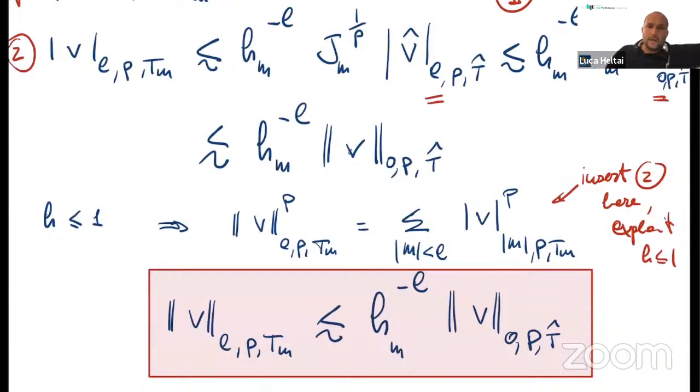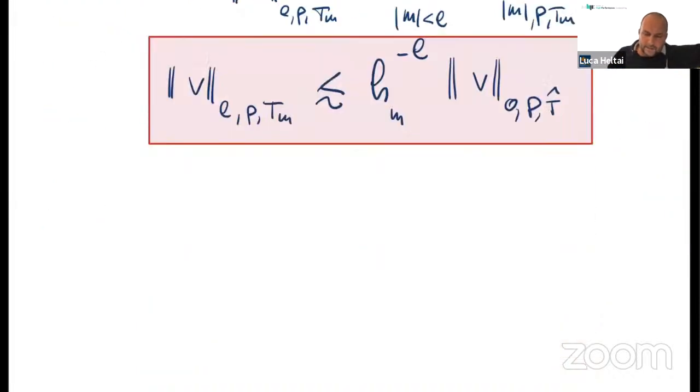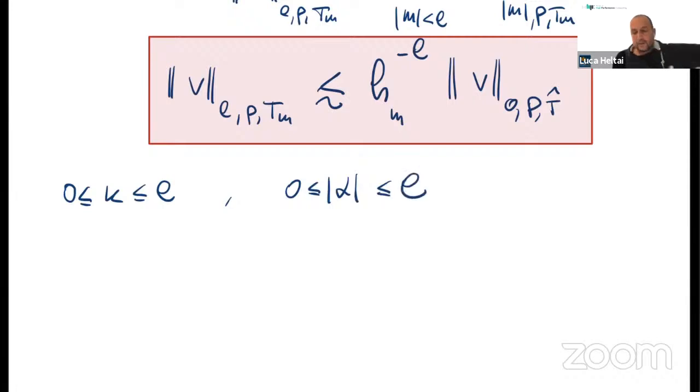Okay. Now, of course, we have to show that this is valid also when you take different norms here on the left and on the right. But this is quite simple to do. So let me just split this into two particular cases. So let's assume, for example, that we take 0 smaller or equal than k, smaller or equal than L in this particular case, and let's take 0 smaller or equal than alpha smaller or equal than L, where alpha is the multi-index.